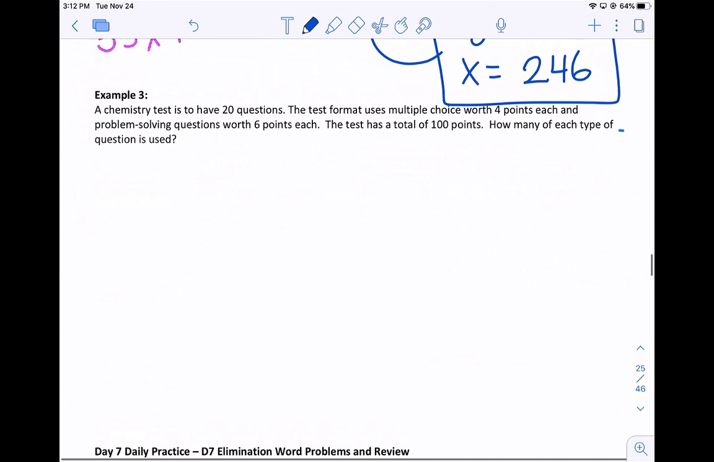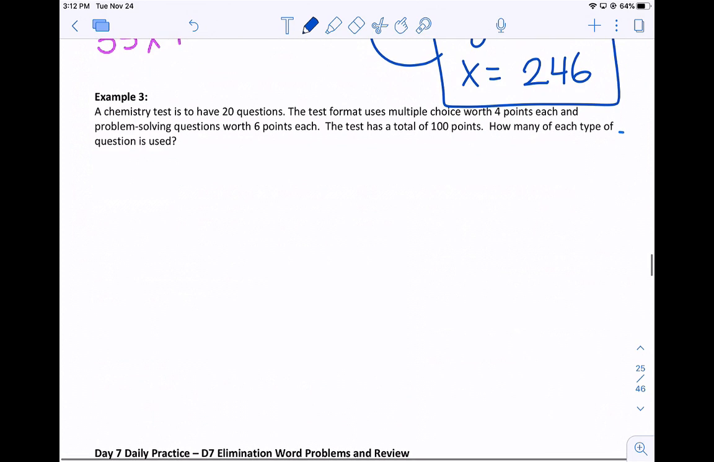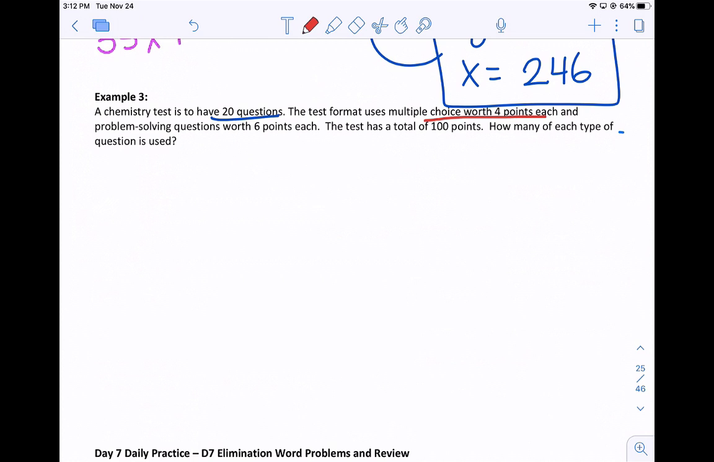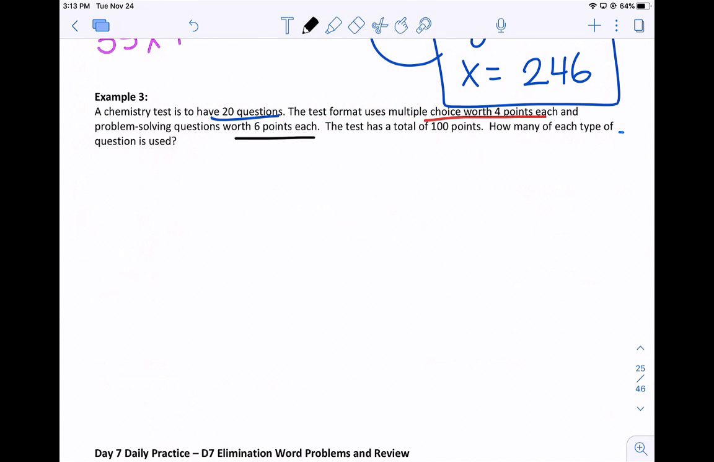All right, last example, and we'll take a look at what this will look like on Delta Math. All right, so example 3, a chemistry test is 20 questions. The test format uses multiple choice, and the multiple choice is worth 4 points each, and the problem-solving questions are worth 6 points each, and the test has a total of 100 points. How many of each type of question is used?